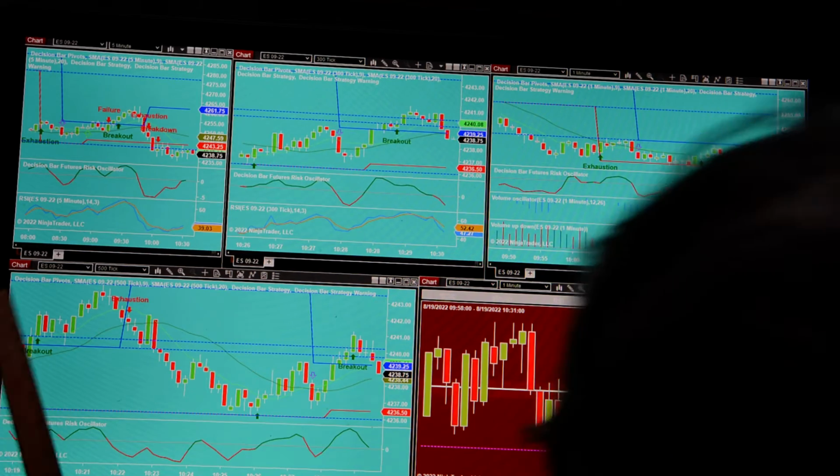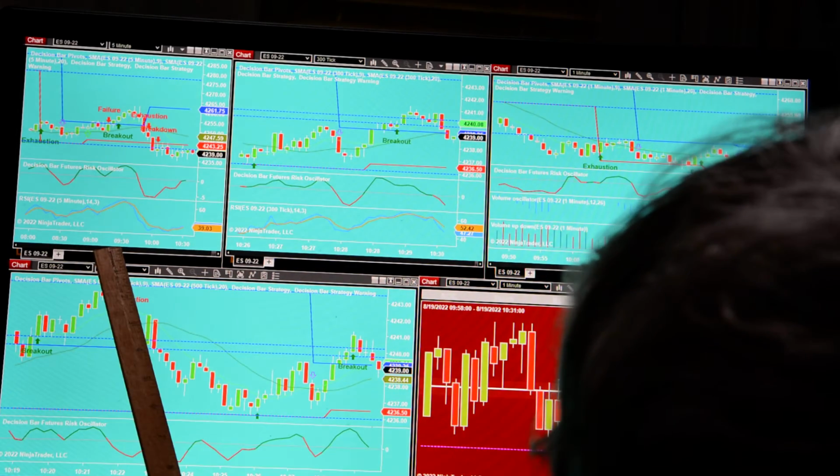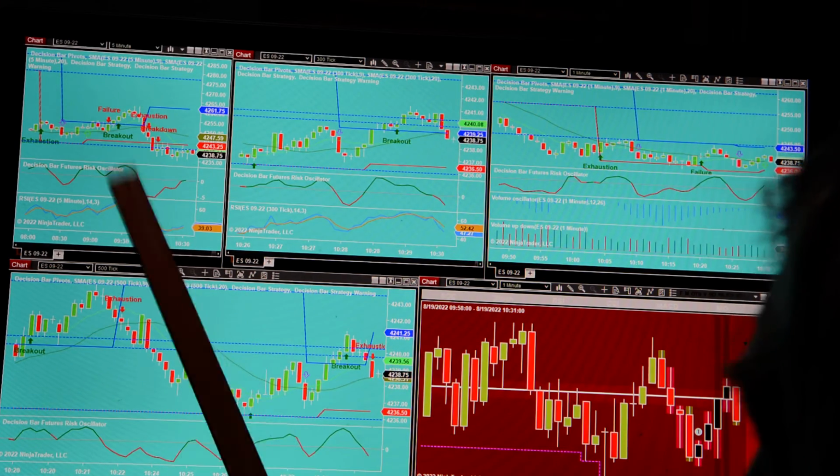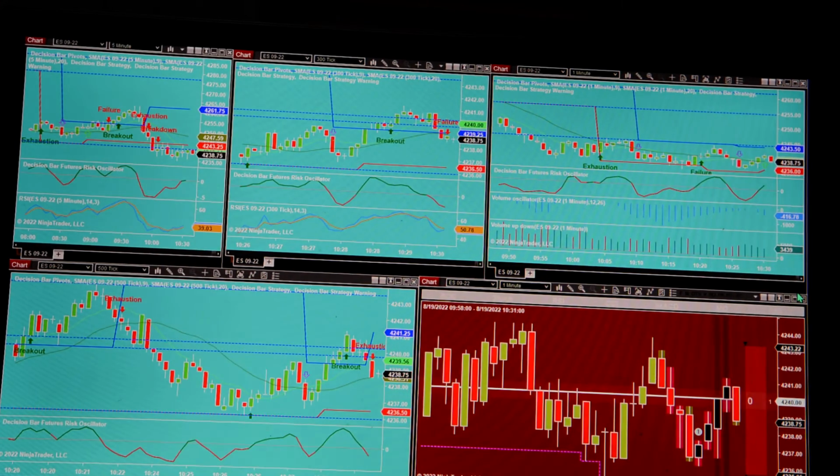You can see back here, it's 8 a.m. Here's 9:30. There's where the market opened. It opened on a nice big breakout here. So there was a nice up move in the morning.